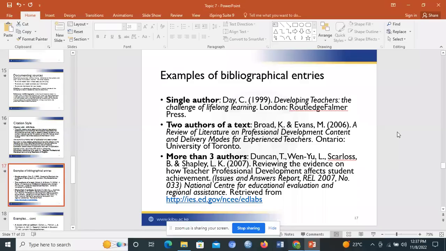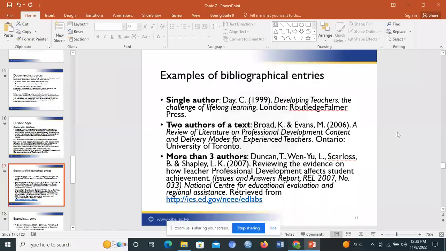So let us say we have a text with two authors. Like this one, one of the authors is called Broad, and their initial is K. Then we have Evans, and their initial is M. So we'll separate the two authors using the ampersand, that is that symbol, in between. So we have Broad, comma, K, full stop. Then we have the ampersand. Then we have Evans, comma, capital M, full stop. Our year of publication is 2006 in brackets, full stop.